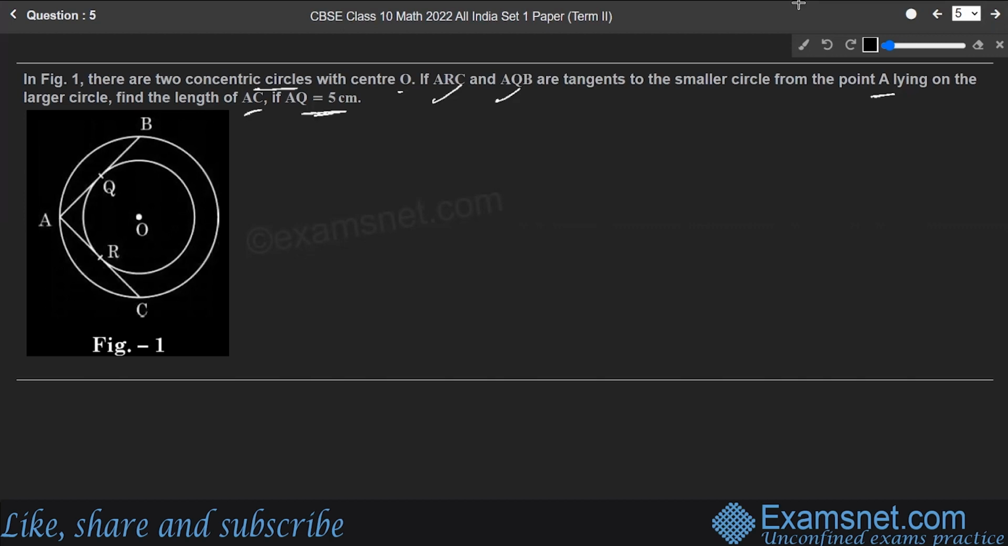Okay, so let us draw some construction into this. Let us join the points Q and R with the center with a dotted line like this. Okay, if you join like this, it becomes like this. This is how we can join. So now what we can say about this?